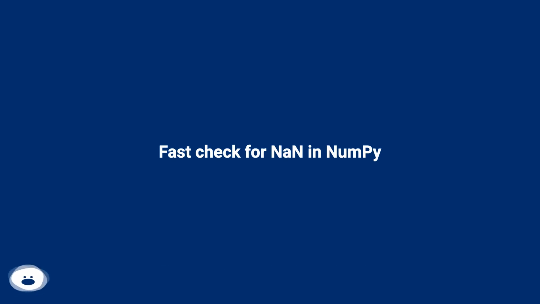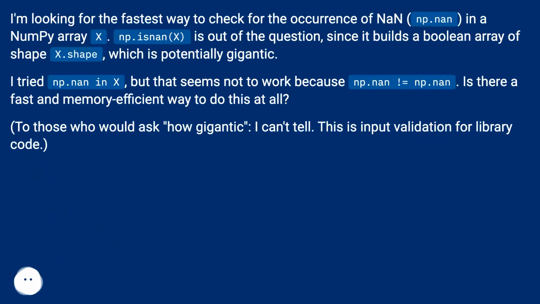Fast check for NaN in NumPy. I'm looking for the fastest way to check for the occurrence of NaN, np.nan, in a NumPy array X.